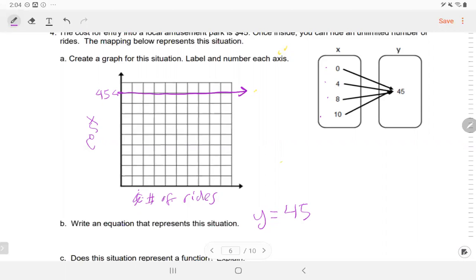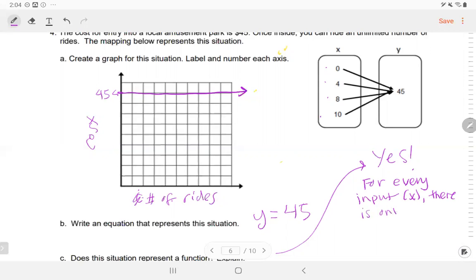And if I were to see, does this situation actually represent a function? I could say that yes, this is a function because for every input, there is only one output. So for every input, or x, there is only one output, or y.